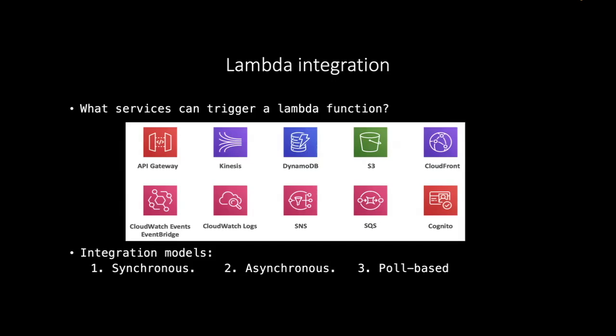It depends on which service is triggering the Lambda as to what we call the integration model, how the integration actually works. And there are three models available to us: synchronous, asynchronous, and poll-based. And as I was saying the last day, it's not so much that you have a choice as to which integration model you choose. You don't have that choice. The integration model really depends on what service is trying to trigger the Lambda.